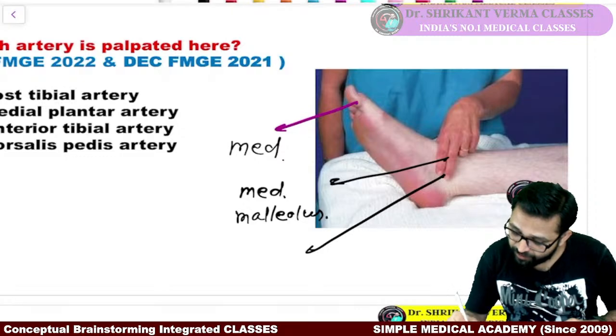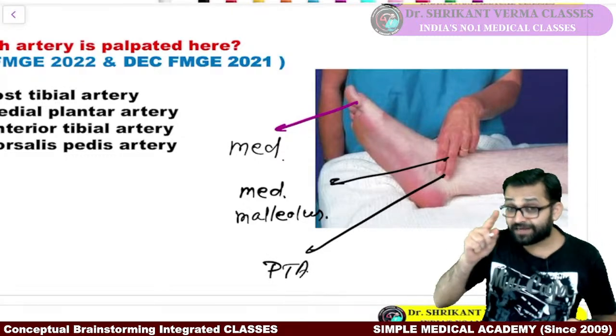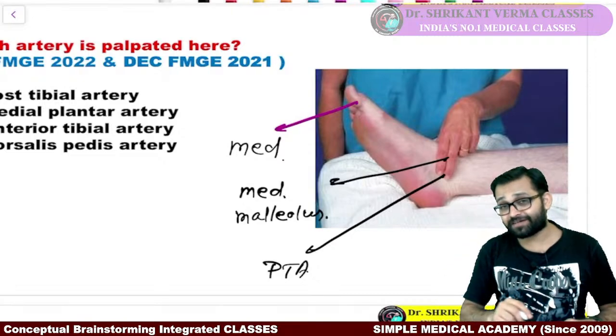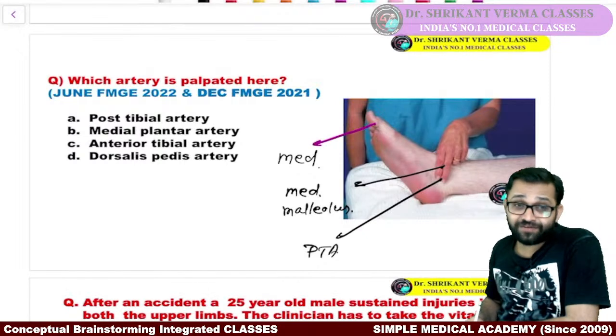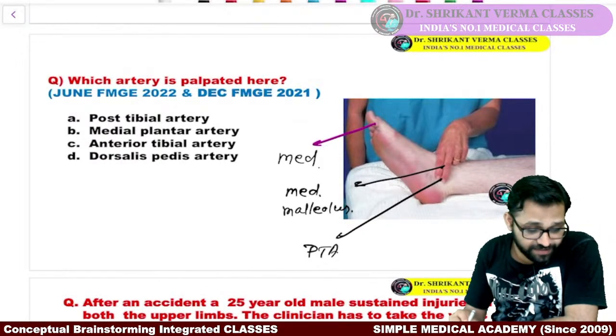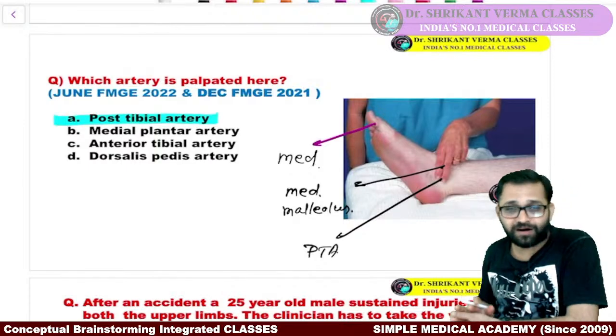Just behind the medial malleolus there is the posterior tibial artery. Between the medial and lateral malleolus there is the anterior tibial artery, and the dorsalis pedis artery is felt over the navicular bone. Definitely tell me the answer. Yes, very good, Palak Preeti. The answer is the posterior tibial artery.